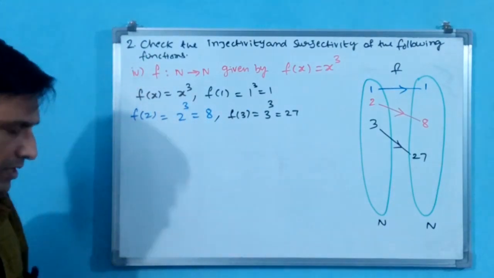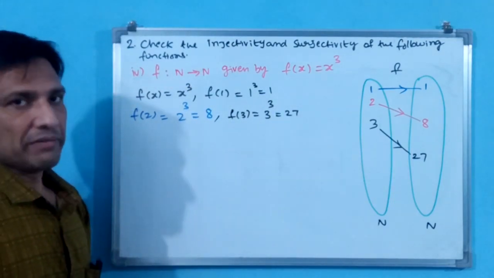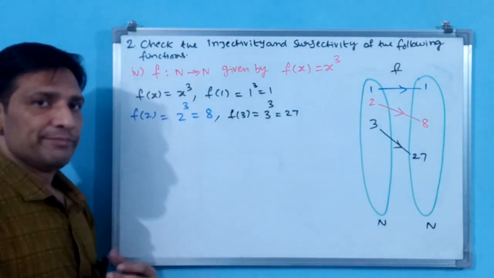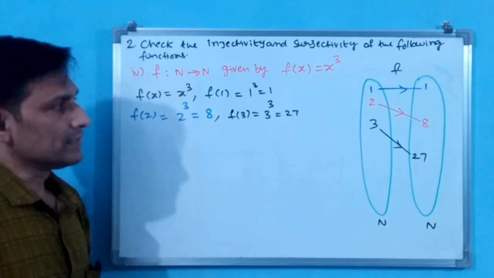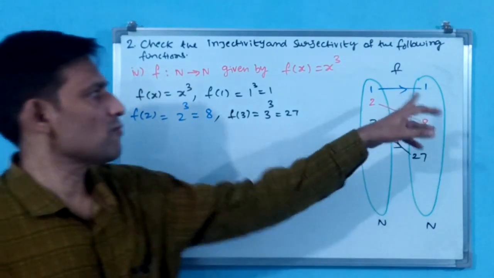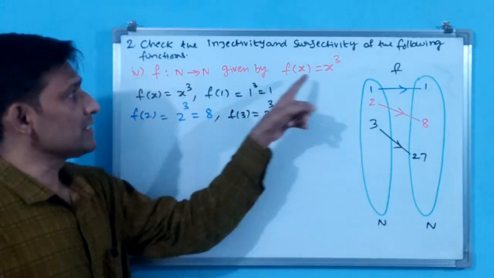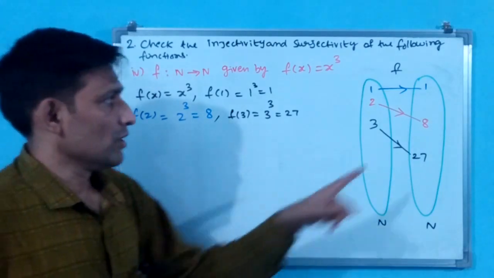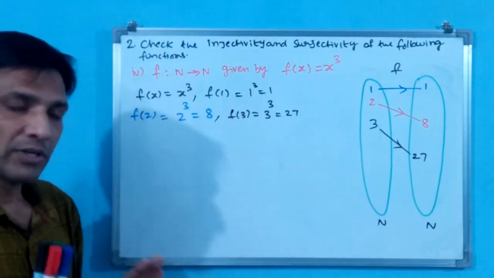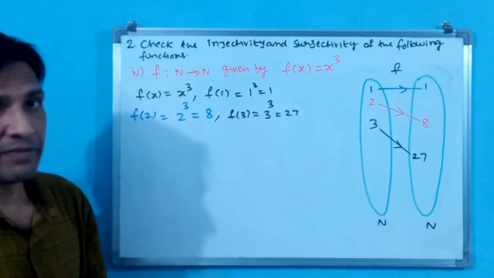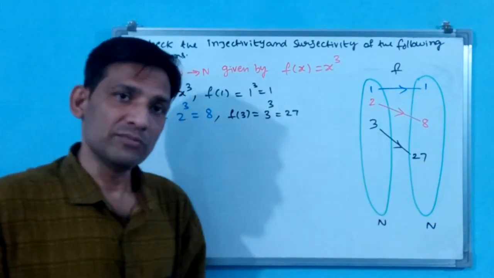Okay. Now we stop and we analyze about injectivity. Is this injective? You think? Yes, sir. Why? Because see here for 1 only 1 will be there. For 8 only 2 will be there. See here function is cube. Cube root of 8 will come 2 only. You understand now? Cube root of 8 will come 2 only. Cube root of 27 will come 3 only.